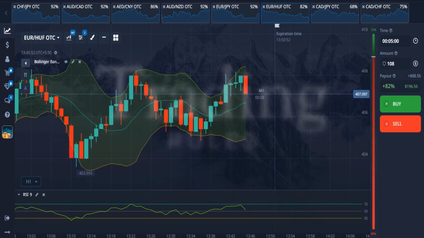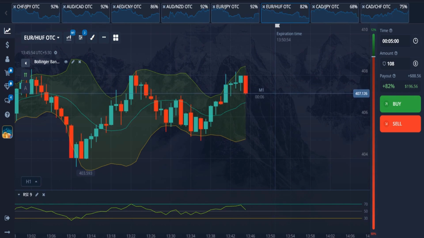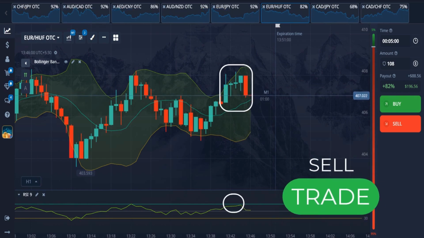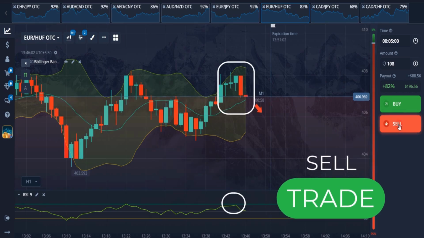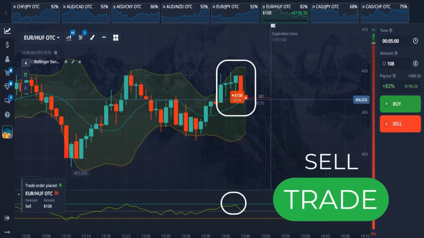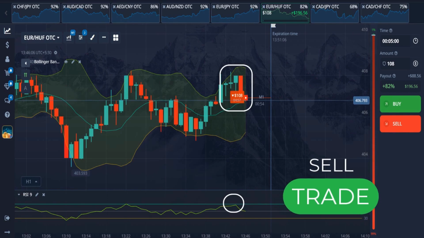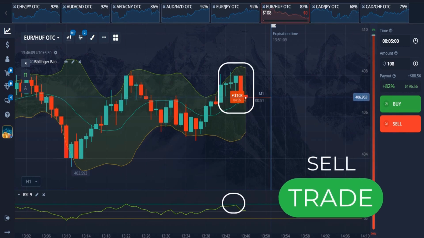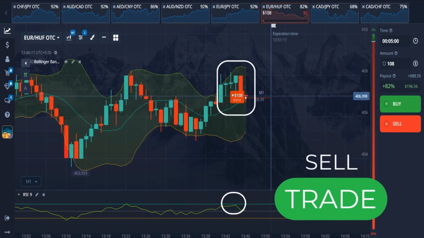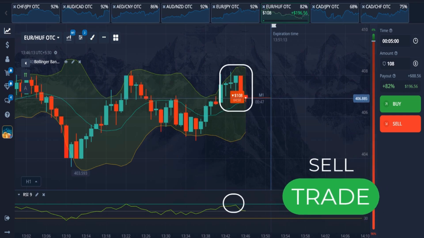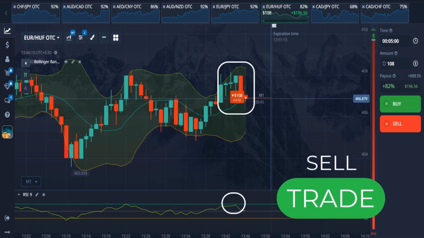Trading rules for this strategy. This strategy is super simple to follow. For a sell trade, wait for the price to touch the upper Bollinger Band line. Check if the RSI indicator touches the 70 level. Look for a bearish engulfing candlestick pattern on the chart. If all these conditions are met, enter a 5-minute sell trade on the next candle.